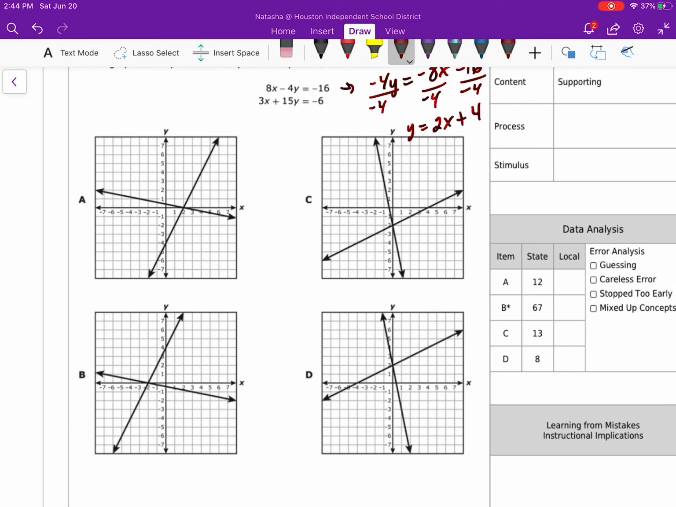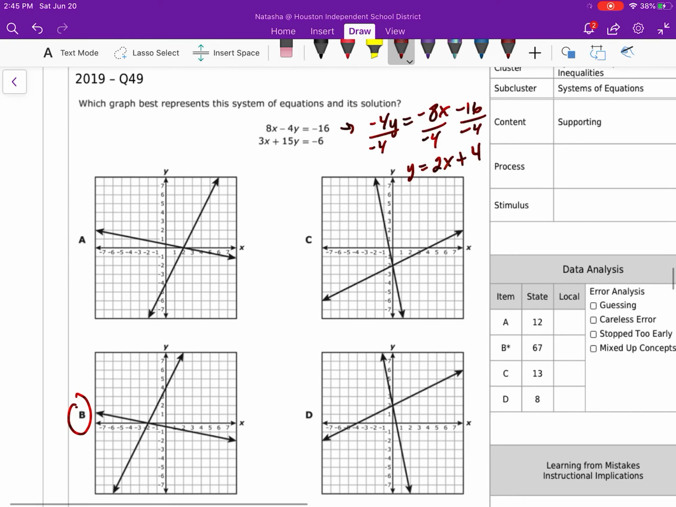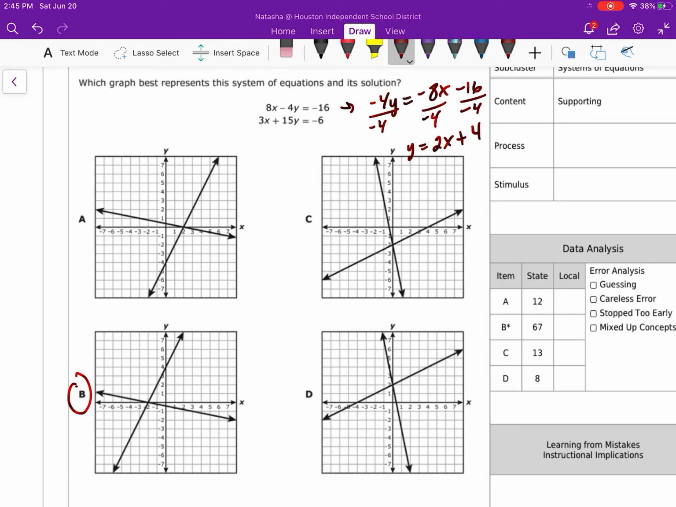So this line has a y-intercept of 4. The only one that has a y-intercept of 4 is B, and it is a positive line. So B is most likely my answer choice. That's probably the quickest way when you have graphs that are all similar like this.